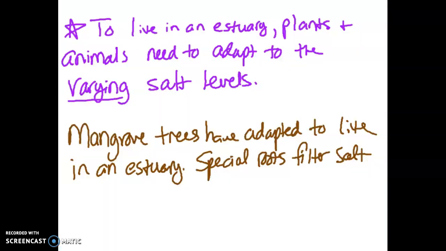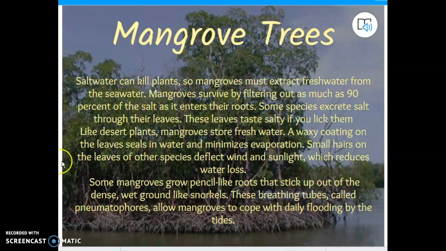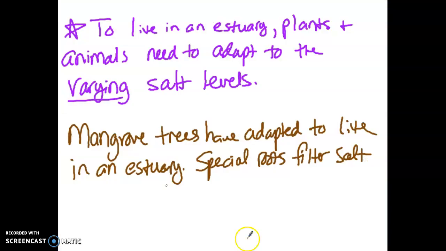So again, just to save some of us that are trying to write down every single one of these words, which is not what I want you to do in all of my slides, I just want you to know that mangrove trees are one example of a plant that has adapted to live in the estuary. They did that because they have special roots that filter out the salt, because most plants wouldn't be able to survive with all of that salt in the water.